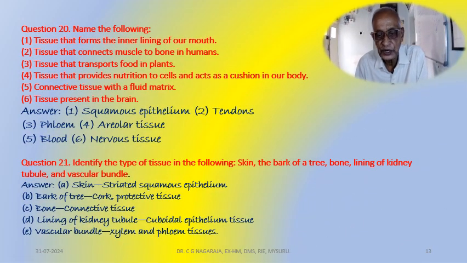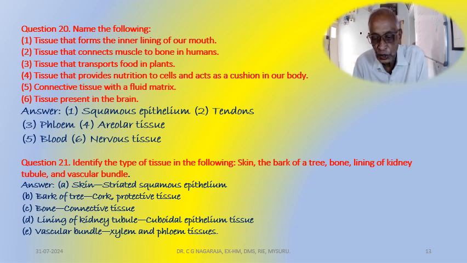Question number 20. Name the following tissue that forms the inner lining of our mouth. Answer is squamous epithelium. Answers are given in blue ink. Questions are given in red ink in all the questions. Second, tissue that connects muscle to the bone in humans. It's called tendons.